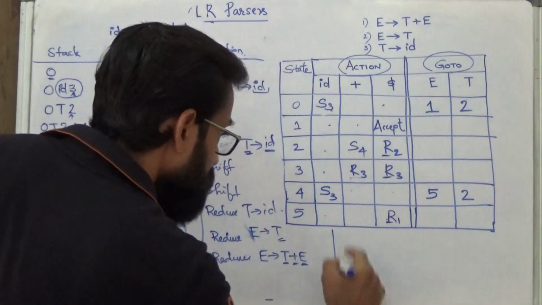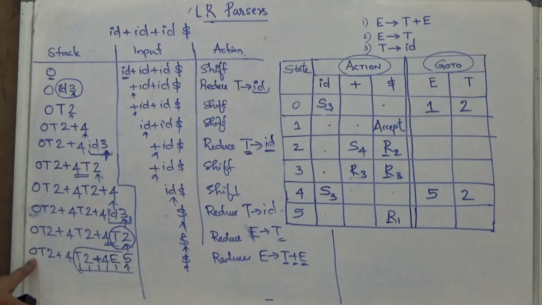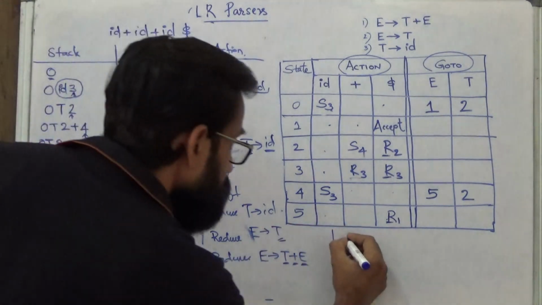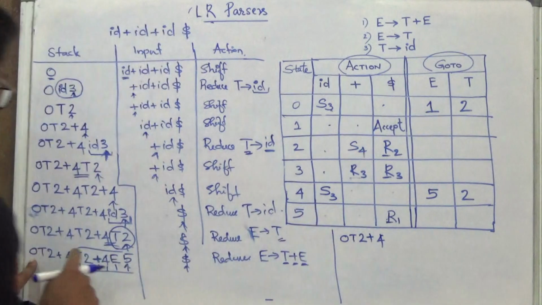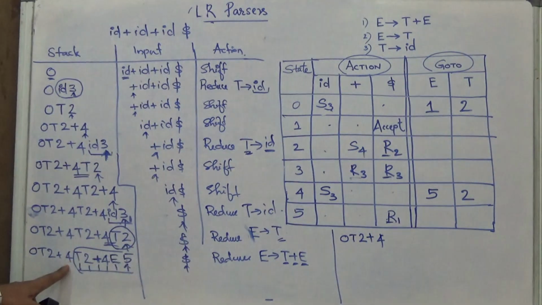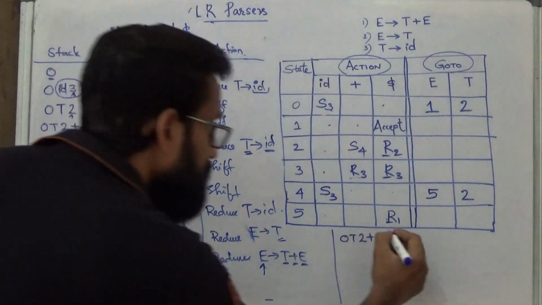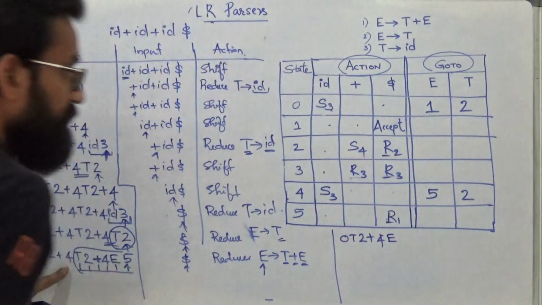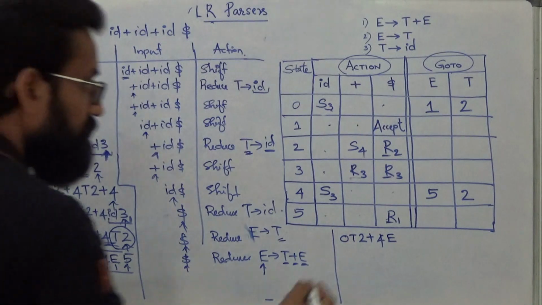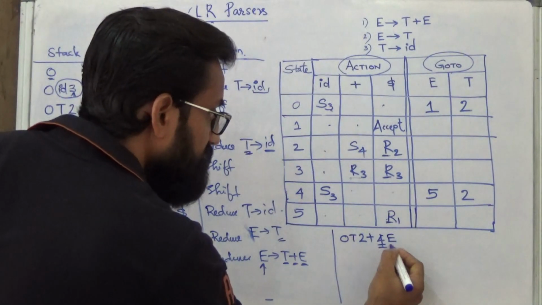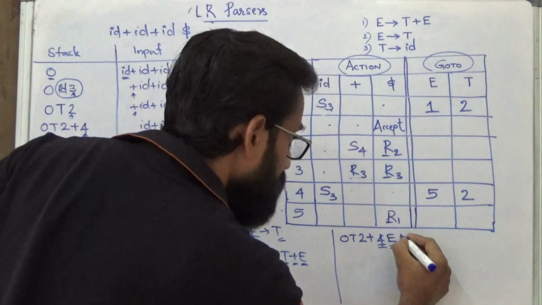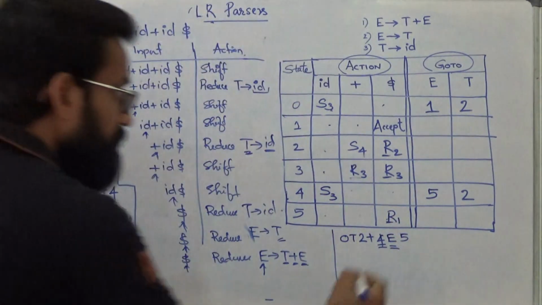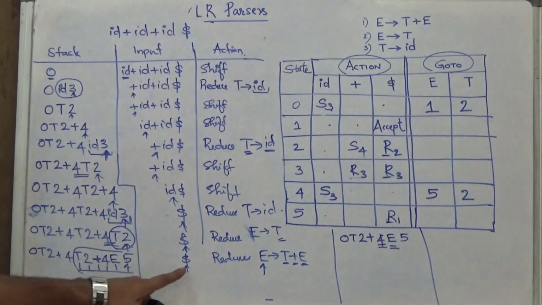So let me continue at this point. The remaining stack content will be 0T2 plus 4. This content gets popped, and the left hand side of the production E gets pushed into the stack. Since we have performed a reduction operation, you have to execute goto, that is goto 4E. Goto 4E is 5. So 5 gets pushed. And as you all know, the remaining string is dollar.